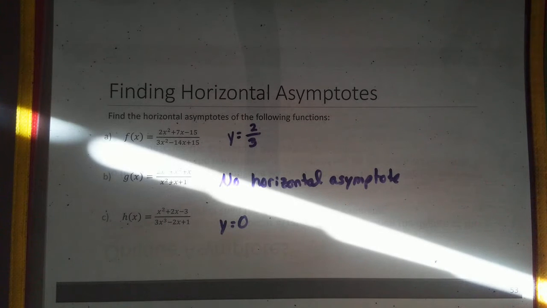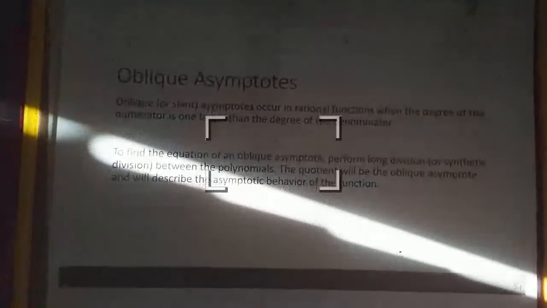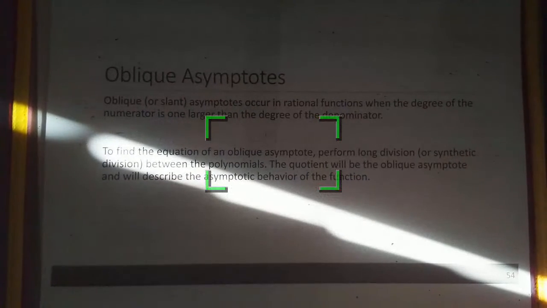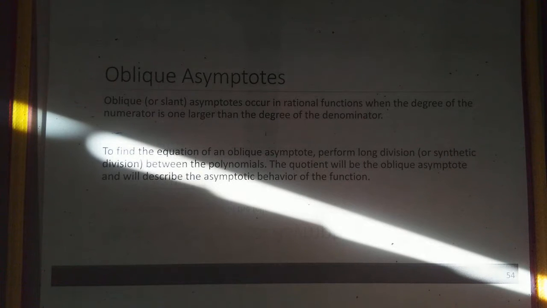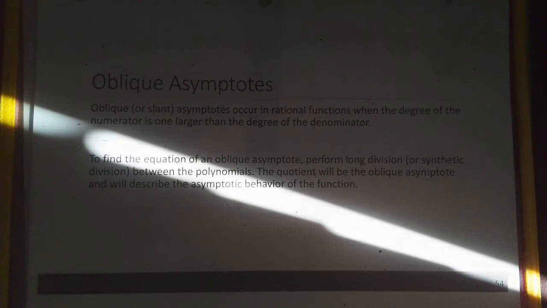Now you'll notice that with this g of x, the second example, we didn't have a horizontal asymptote, but that doesn't mean that we don't know what's going on in the long run, going to the left and to the right of the function. It's actually a different type of asymptote, and it's called an oblique or a slant asymptote. It occurs in rational functions when the degree of the numerator is just 1 larger than the degree of the denominator. So if you're looking at the degrees and the numerator's degree is just 1 larger than the denominator, then that's going to be an oblique asymptote.